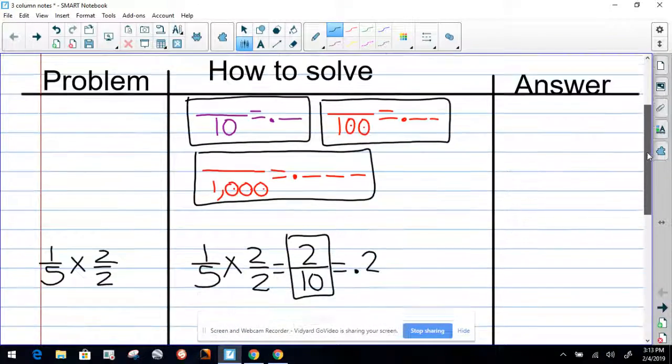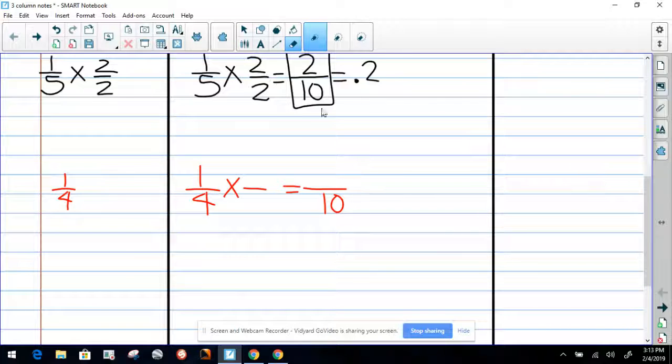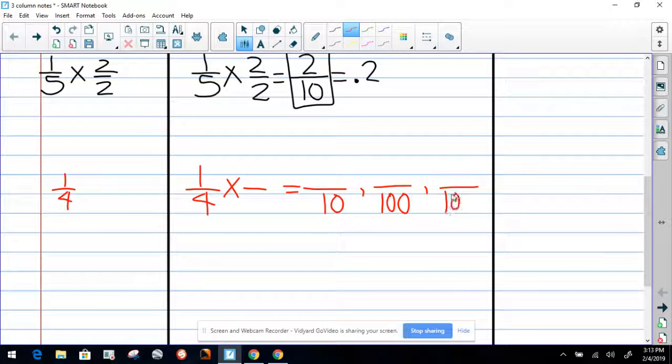The next one is 1/4. Okay, and this one, they did not tell us what to multiply by, they're asking us to write equivalent fractions. So now we have to come up with a number that will give us either a tenth, or hundredth, or thousandth. Okay, so now if you multiply the number by 4, it will never give you 10, it will give you 8 or 12. So we cannot do this.